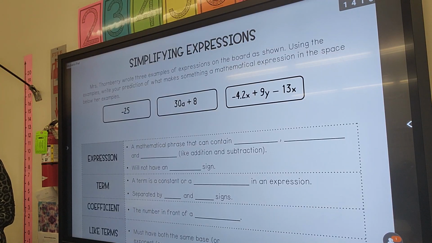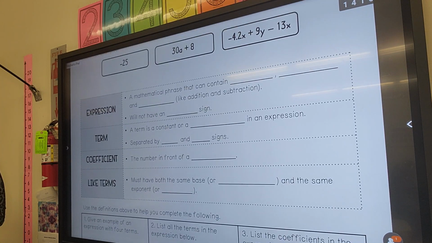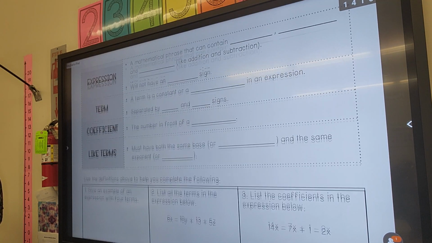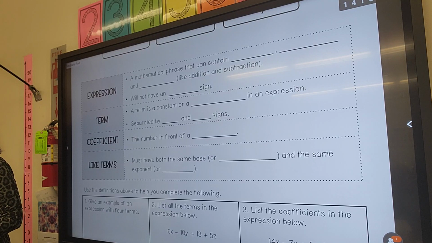So we are just going to be combining the like terms. We're not solving these. The first part of this lesson is basically vocabulary, so I want you all to write these down. An expression is a mathematical phrase that can contain numbers, variables. What's a variable? The letters, right. Good, Elijah. And operators. An operator is something like addition or subtraction.